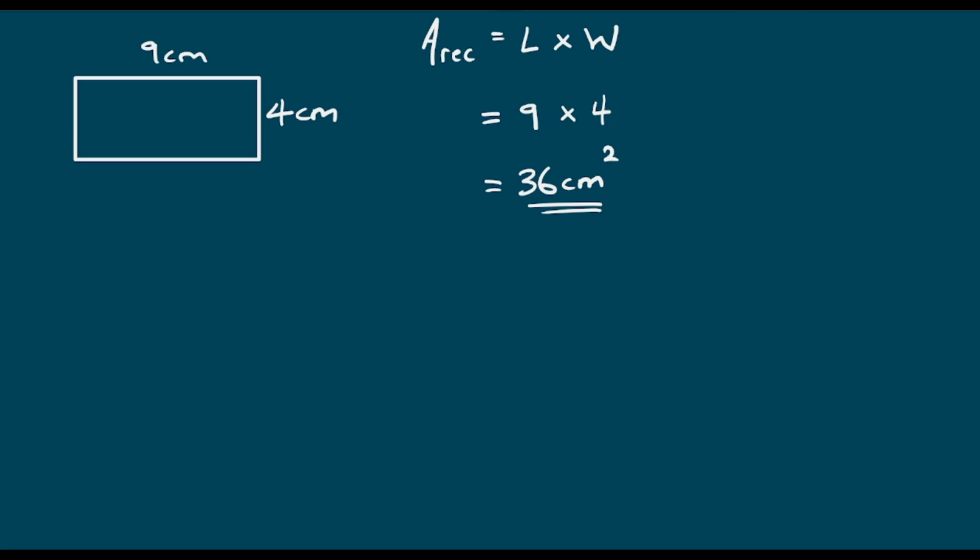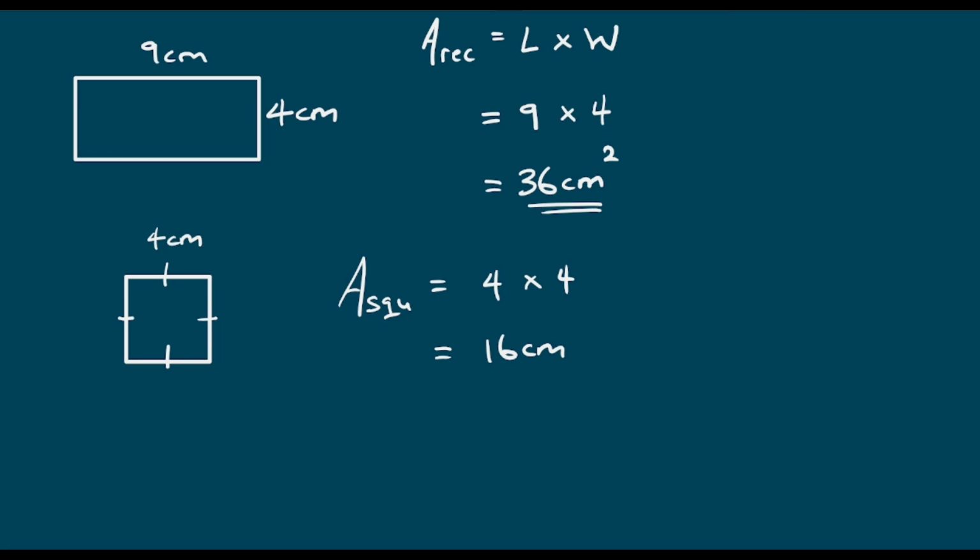Now please be reminded that the area for a rectangle is basically the same as the area for a square. It's just that with a square, all sides are equal, so the area of a square is equal to 4 times 4, or 16 centimeters squared.